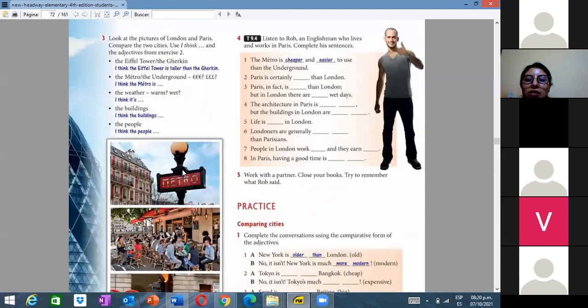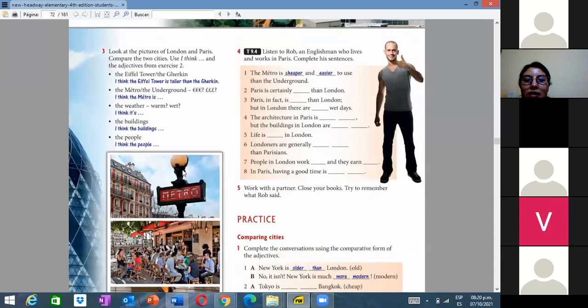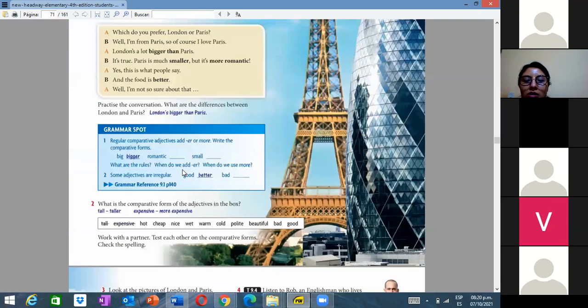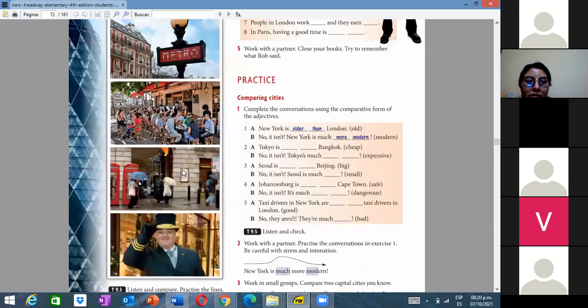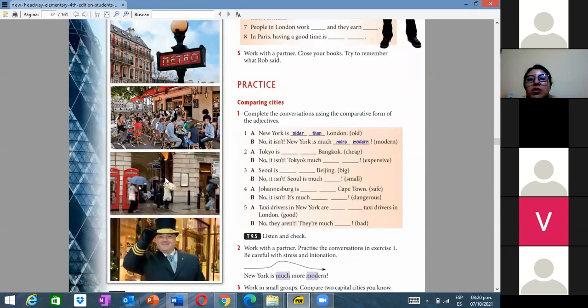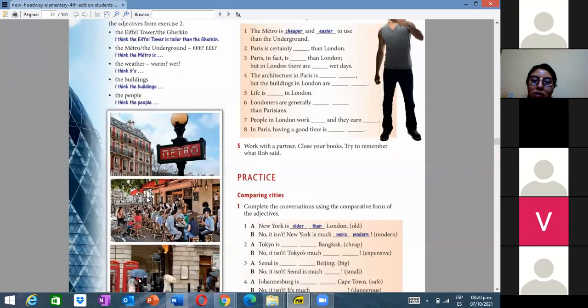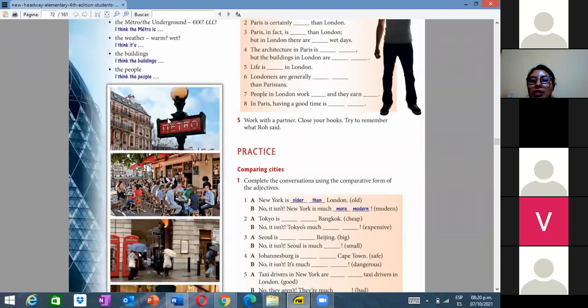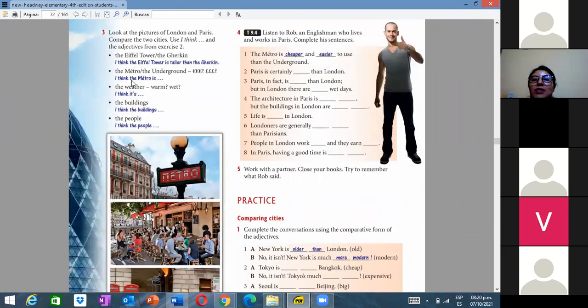Okay, students, if you can see here, you have the pictures. If you want to write something, you can also see the kind of pictures that we have here, because we are comparing Paris and London. For example, here we have a picture of the metro. The next sentence that you have to write is comparing the metro and the underground.